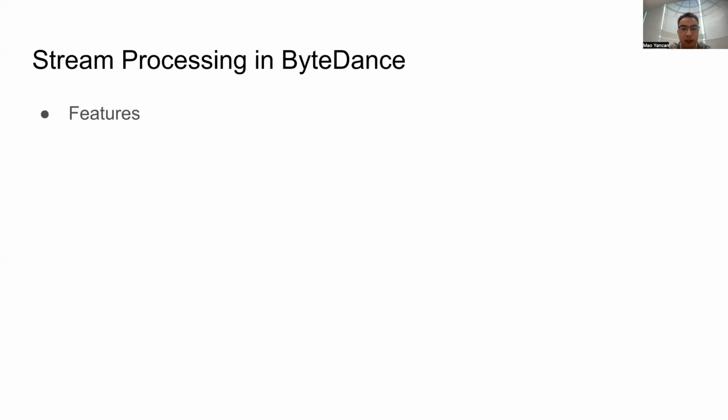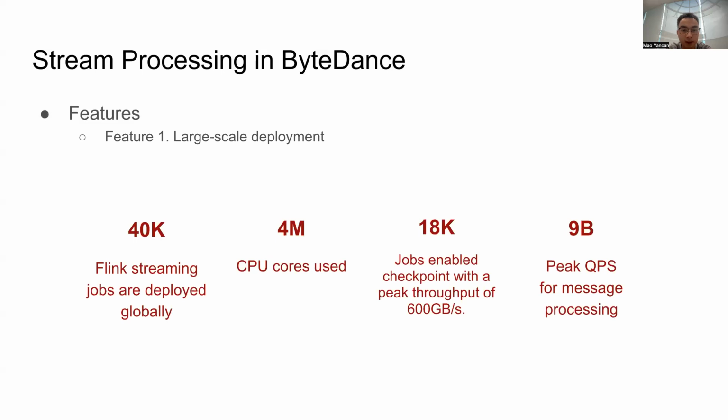Streaming services in ByteDance typically show three key features. First, large-scale deployment. There are 40K Flink streaming jobs deployed globally, and they are allocated with 4 million CPU cores, and 18K jobs are enabled checkpoint with a peak throughput of 600 gigabytes per second. And these streaming services may process up to 9 billion queries per second.